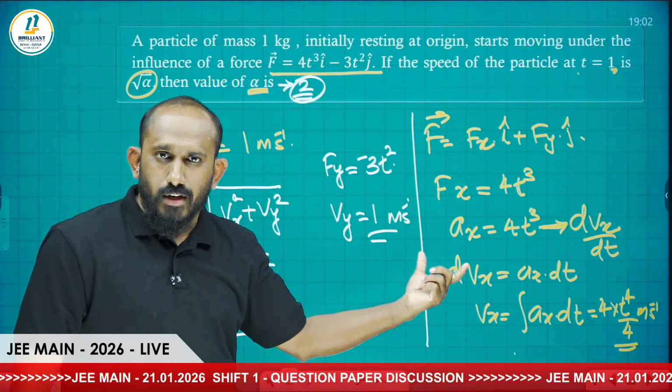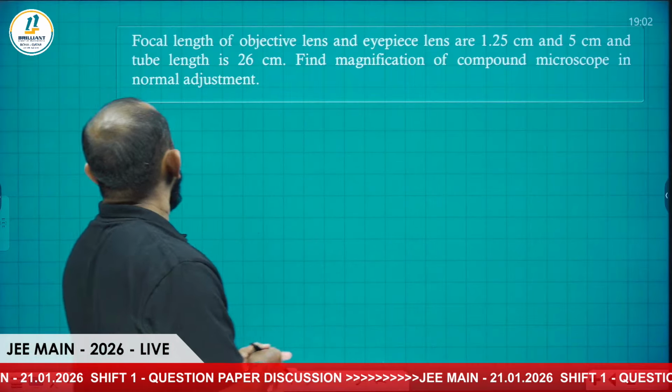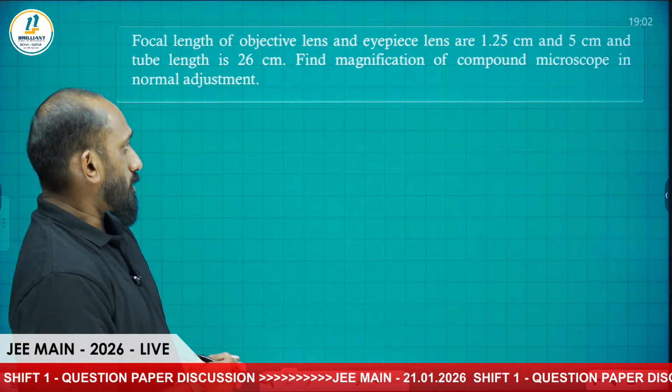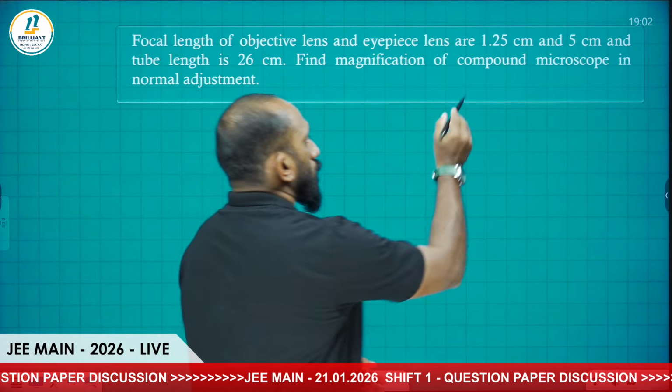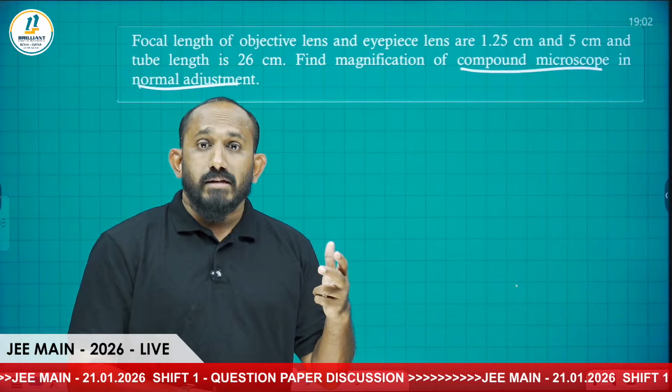Focal length of objective lens and eyepiece lens are 1.25 centimeter and 5 centimeter, and the tube length is 26 centimeter. Find the magnification of compound microscope in the normal adjustment. So here again, optical instruments, one question, compound microscope related, and it is very direct, NCERT based question only. You can solve it. Normal adjustment means final image at infinity.